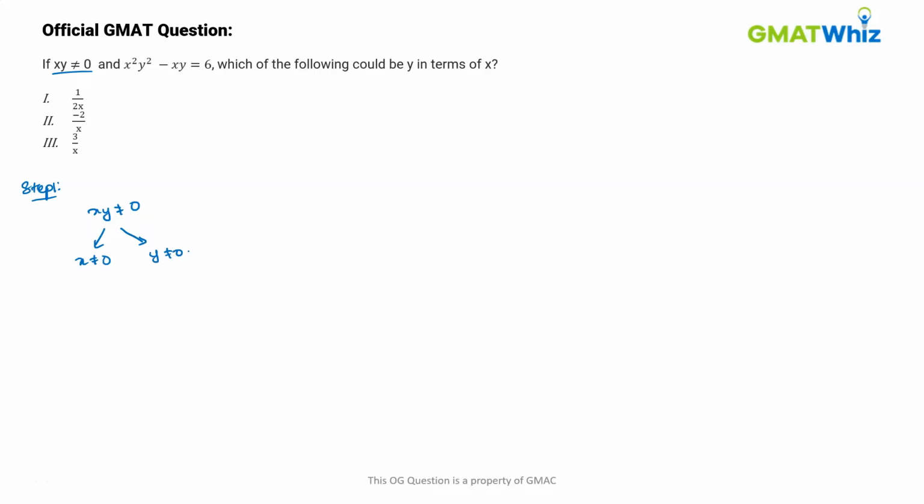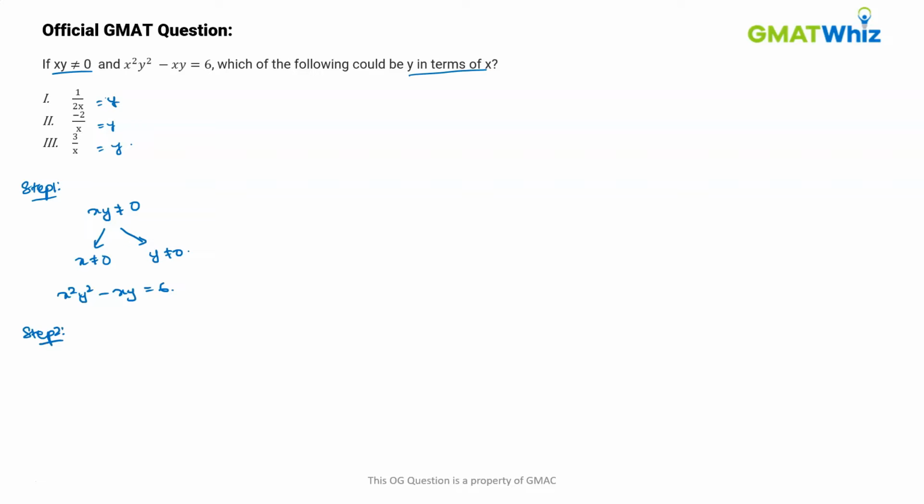We have an equation which is x squared y squared minus xy equals 6. The question asks us which of the following could be y in terms of x. This means that the options given to us in 1, 2 and 3 are all expressions of y. Now let's move on to step 2 and understand how to proceed with the solution.